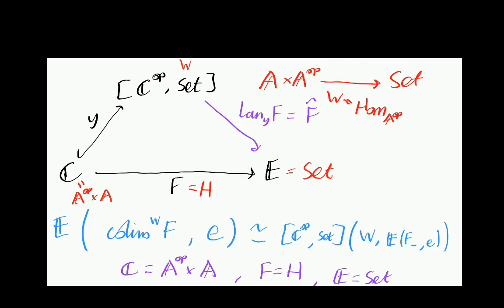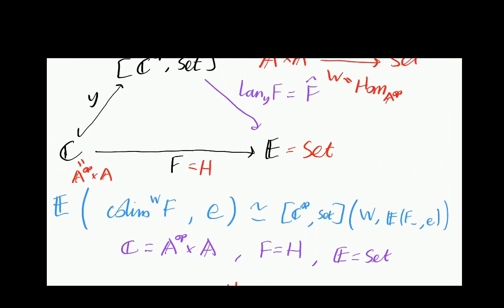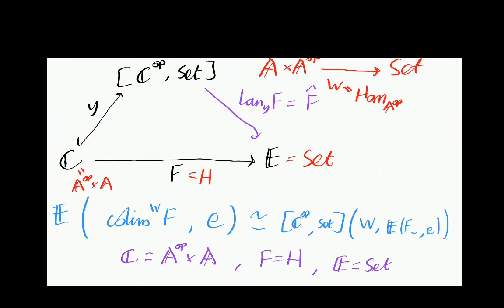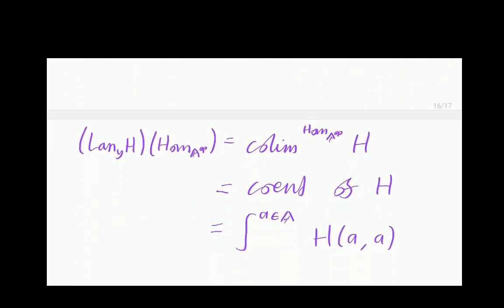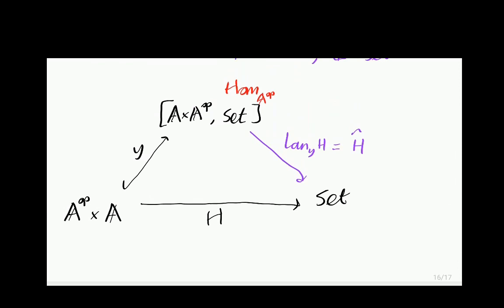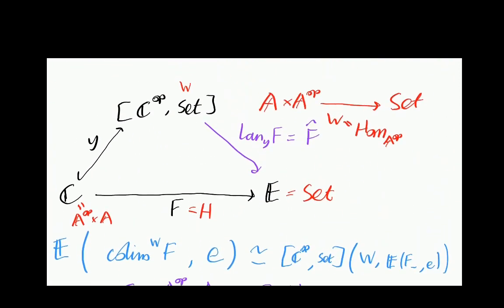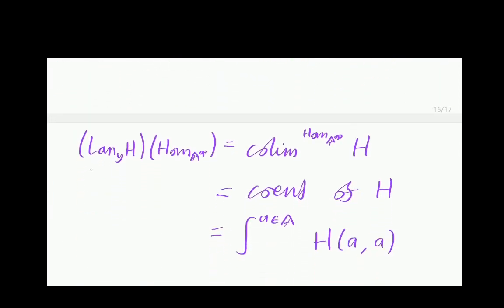And now if we just work out what this kind of thing is, what we end up with is this sort of formula here. We're doing this arrow here, which we should probably put an H here now instead of a W. We're doing H hat on this Hom A op. So what we have here is H hat operating on Hom of A op, and we can write it directly like this.